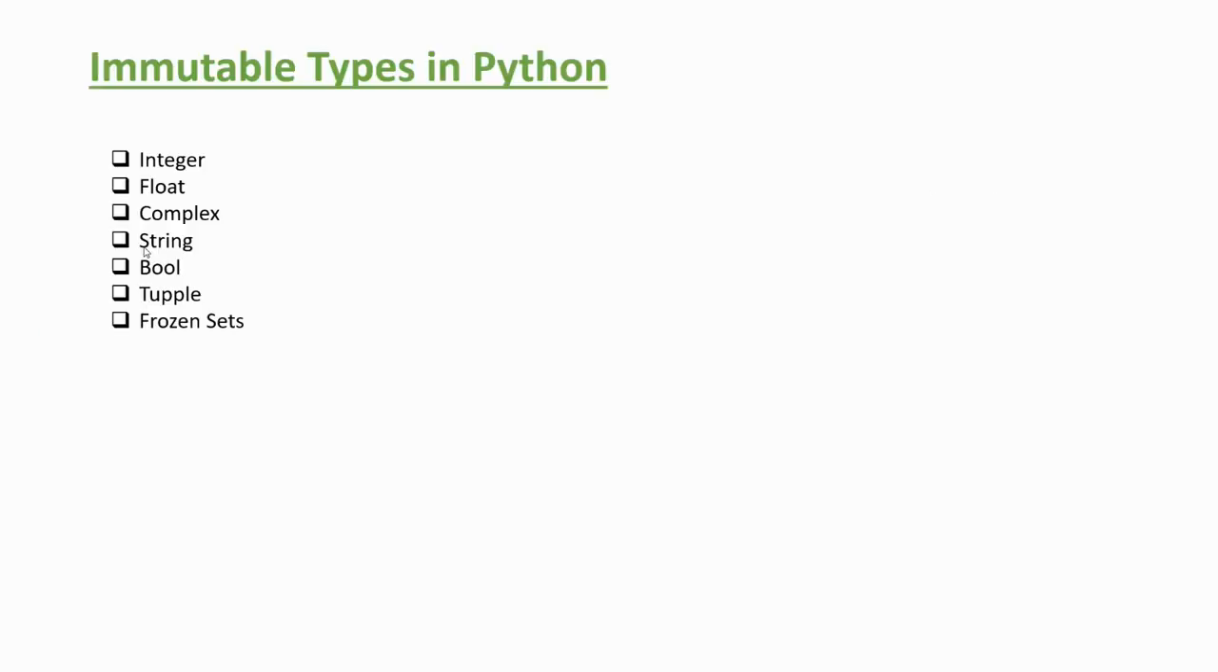If you see here, these are some of the data types which are immutable in Python: integer, float, complex, string, bool, tuple, frozen sets and all. Now the most important question: what are immutable types? Immutable types are those variables or data types whose value you cannot change.